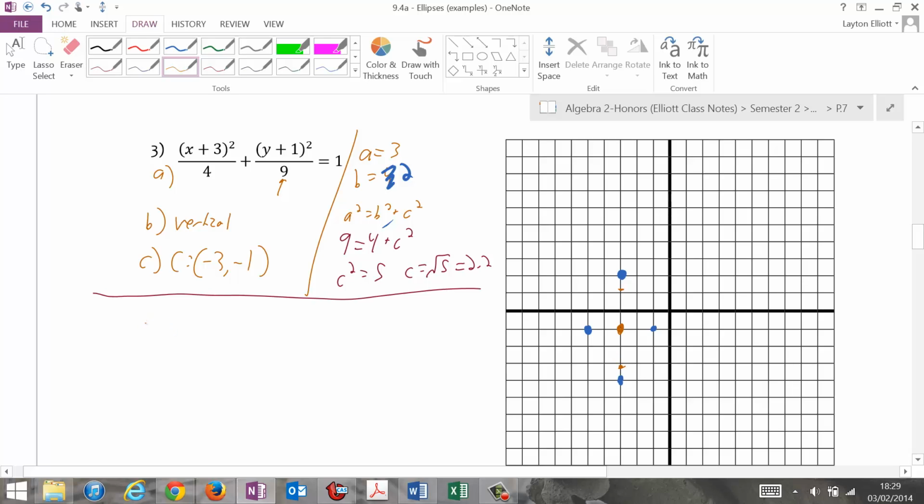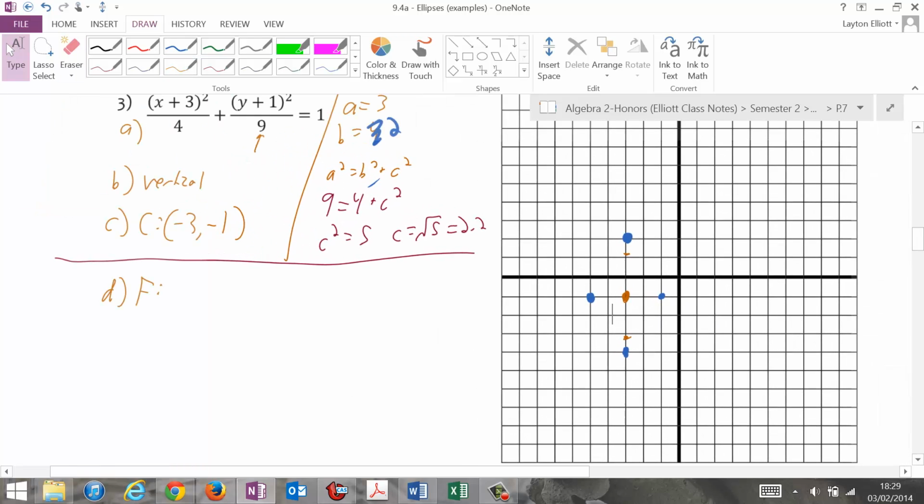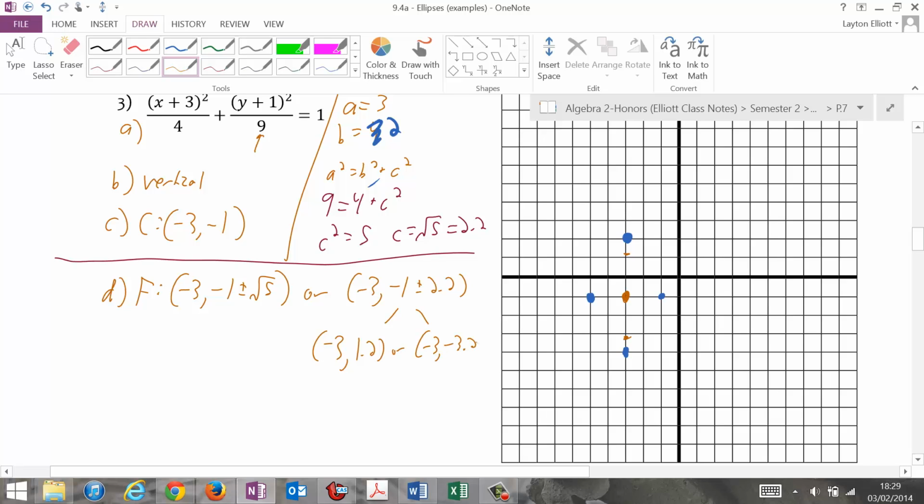So really what I need to do is say that my foci, if I look at this, this is the point -3, -1, and I'm going down and up from there, which is changing its y value. And it's changing it by 2.2. So I'm going to go -3 and then -1 plus or minus that c value. And that gives me the two ordered pairs in simplified radical form. Or, if I do it in real, I'm going to go -1 plus or minus 2.2. But I can actually put 2 points for that. -1 plus 2.2 is 1.2. And -1 minus 2.2 is -3.2.